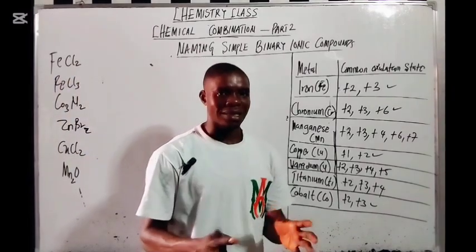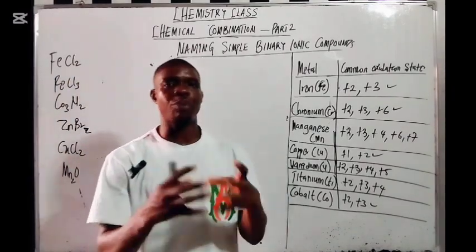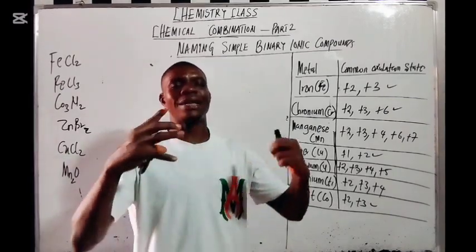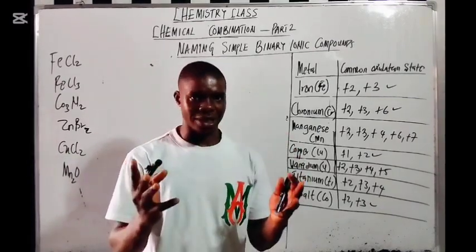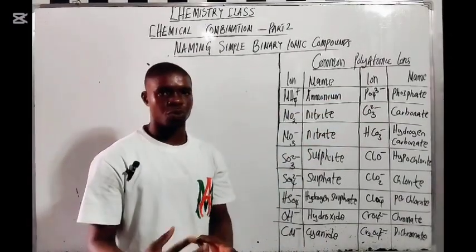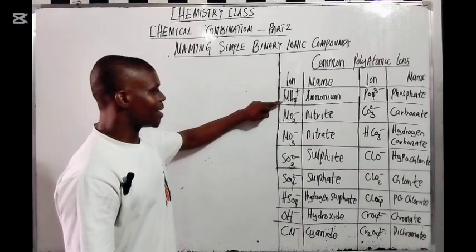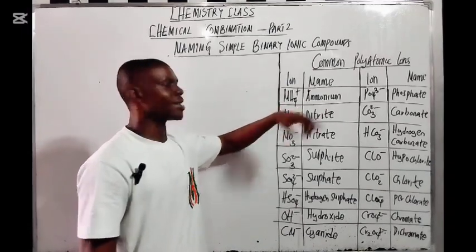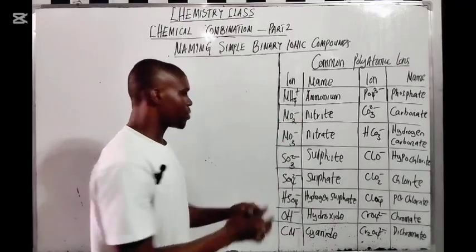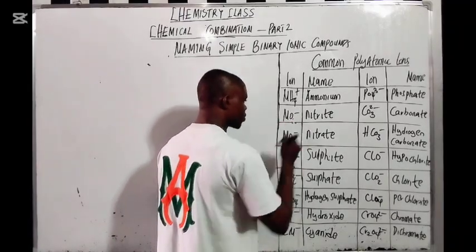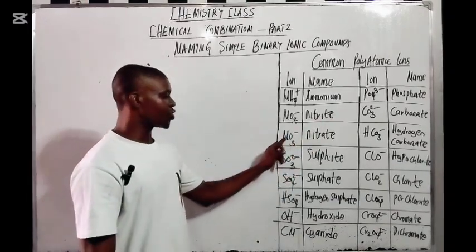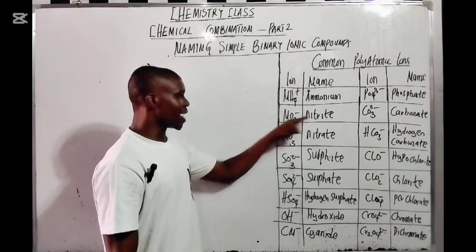So next we want to look at what's called polyatomic ions. Let me drop some polyatomic ions on the board so that I can show how they are formed and how I can name them. These are the common polyatomic ions. Copy all this. Here we have NH4+ called ammonium. Here we have NO2- called nitrite. Then you have NO3- called nitrate.